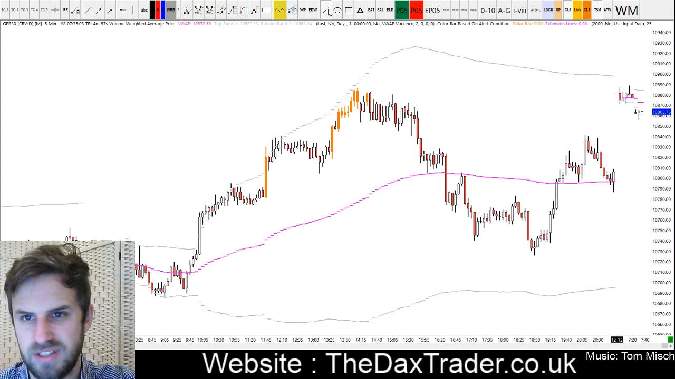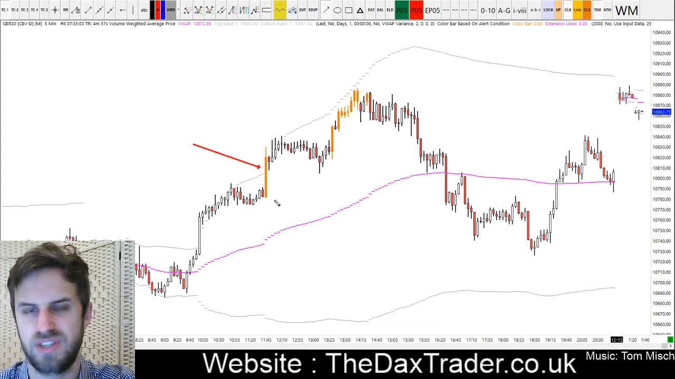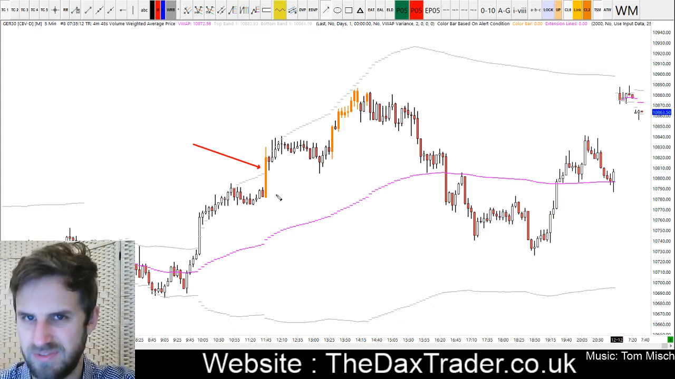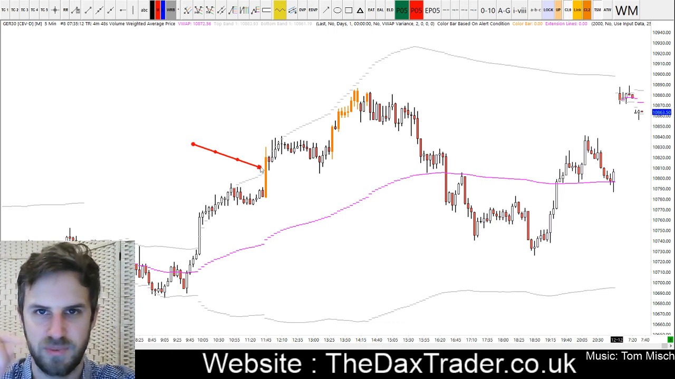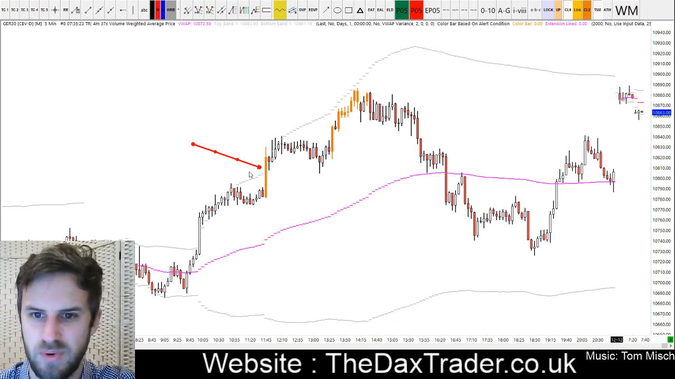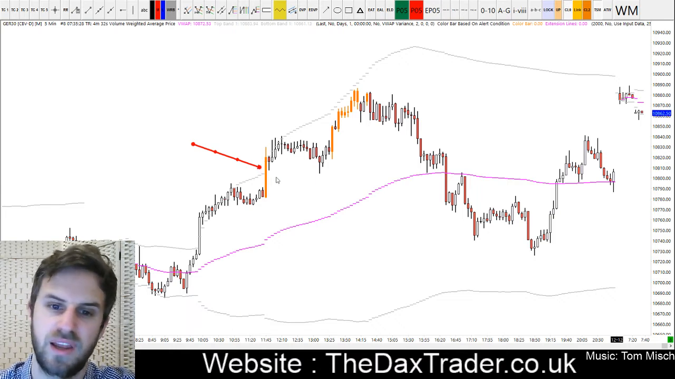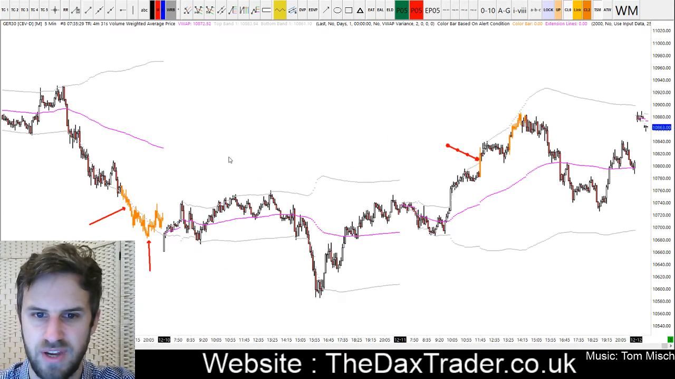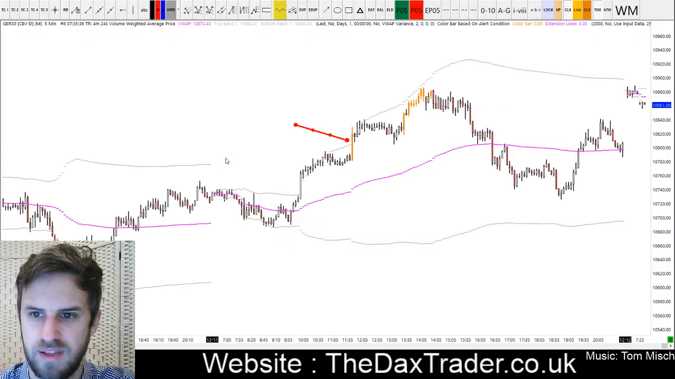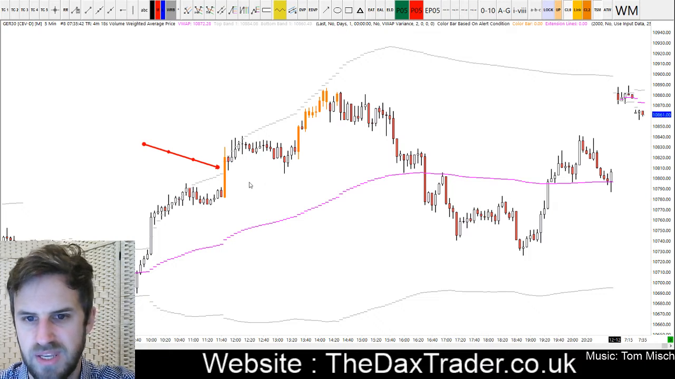Now what I measure is how far or how stretched price action is from VWAP, and I compare that to the average candle size, the average true range. And when the distance between price and VWAP exceeds a certain threshold, then it gives me a different color candle. Orange is the first level. Lime green, which we haven't seen for a few days, so I haven't got an example to hand, would be extremely stretched.